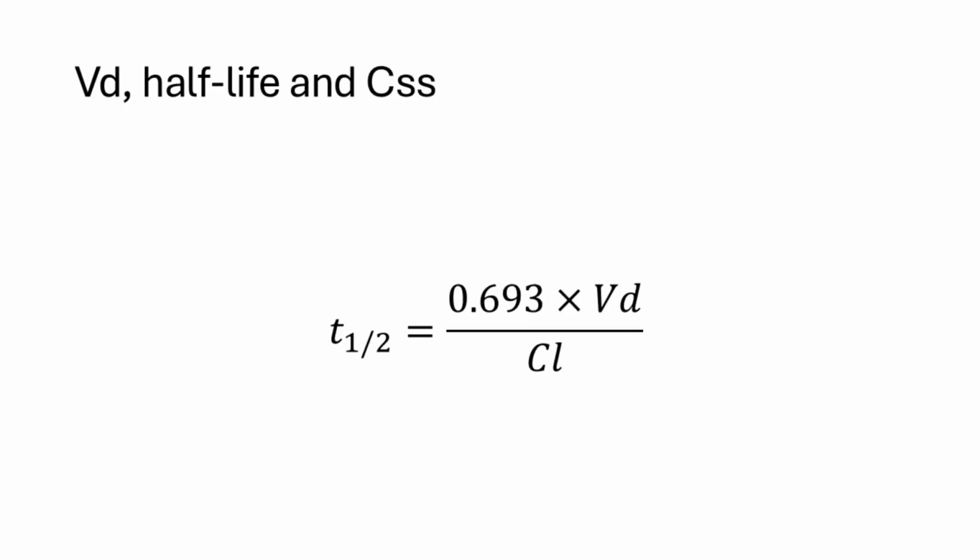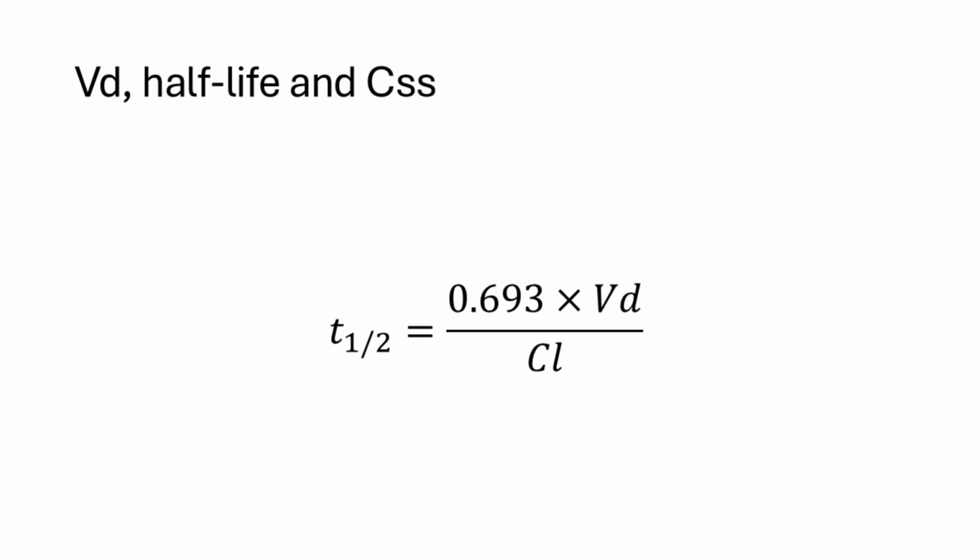Generally, a higher VD is associated with a longer half-life and, subsequently, a longer time to reach steady state. This may delay the time taken for the clinical effects of the drug to become apparent, and the loading dose may need to be altered. The equation provided describes the relationship between half-life and VD.